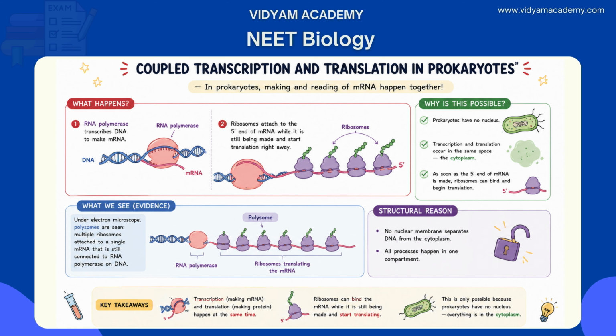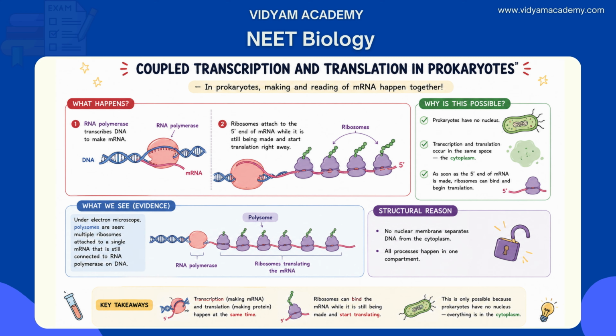Let's see. Simultaneous transcription and translation, called coupled transcription-translation, is a defining feature of gene expression in prokaryotes and has been directly visualized by electron microscopy showing a polysome: multiple ribosomes attached to an mRNA still linked to RNA polymerase and the DNA. Reason R is also true and gives the structural basis. Prokaryotes have no nuclear membrane separating the genome from the cytoplasm. All processes occur in one compartment.